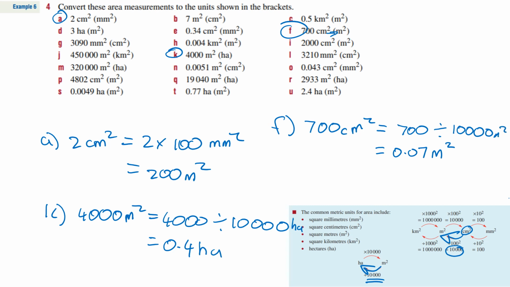So that's the process. In a question like this, you've got to look at what's here and what it's going to. And so sometimes if it's going from centimeters squared to millimeters squared, I multiply it. If I'm going the other way, I divide it. You just got to know what those conversion factors are there. Okay.